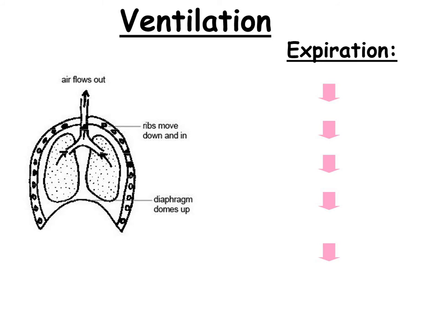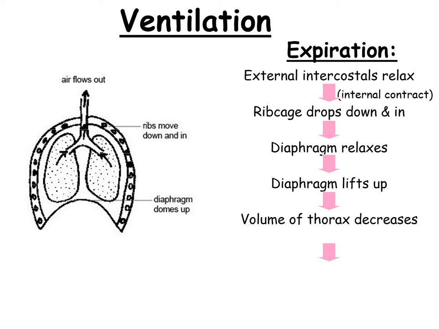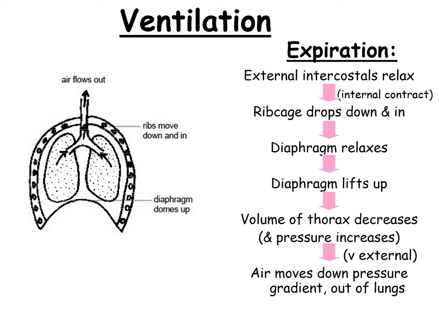Then expiration is where the external intercostal muscles relax. Therefore, the rib cage drops down and in. The diaphragm relaxes and therefore pings back into its dome position. So the ribs have moved down and in, the diaphragm's moved up, and that causes the volume of the thoracic cavity to decrease, and therefore the pressure increases to above atmospheric, and therefore air moves down its pressure gradient out of the lungs.